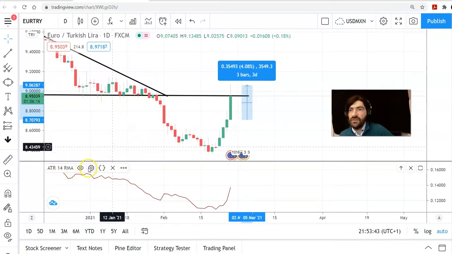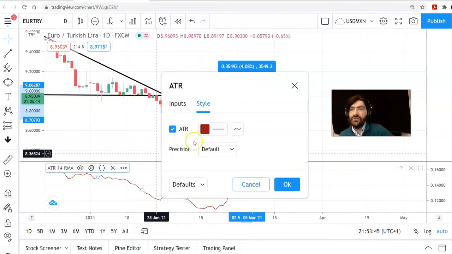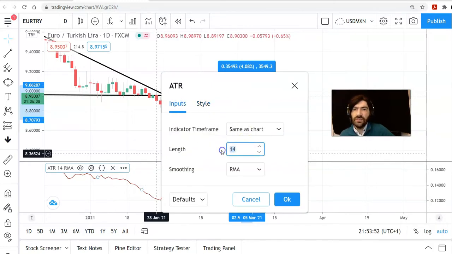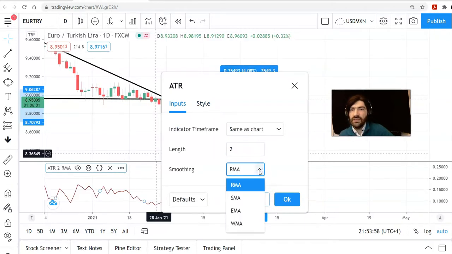So let's change the average here. Instead of 14, we'll make it something like a 2-day. The input will be, instead of 14, 2. You won't see that obviously. Usually we're looking at something like 7 or 14 days, etc. There's RMA, SMA, EMA. Let's put it to SMA instead, smoothed. Okay.